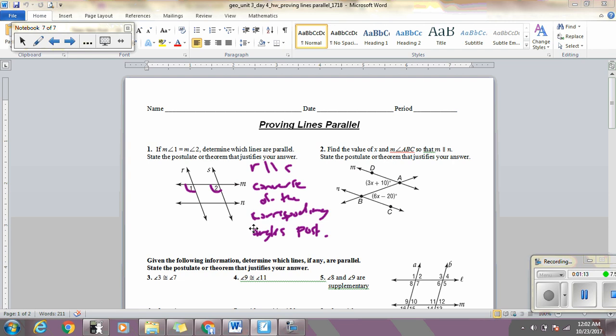This was one of the postulates that is on the blue properties sheet that you were given in class, as well as it's one of the properties that was listed on the notes. Because angle 1 and angle 2 are corresponding angles, that's why we are using the converse of the corresponding angles postulate to prove the lines R is parallel to S.